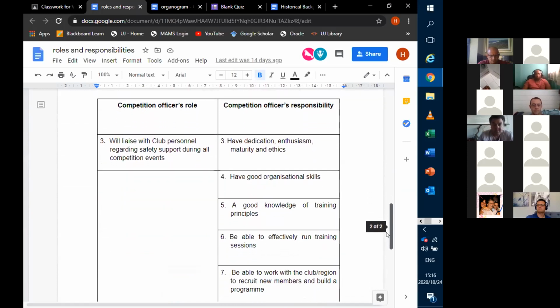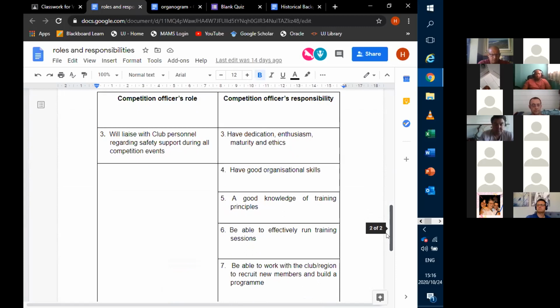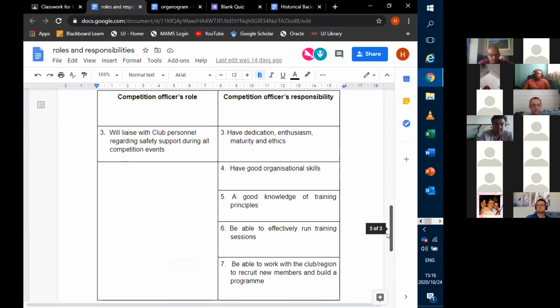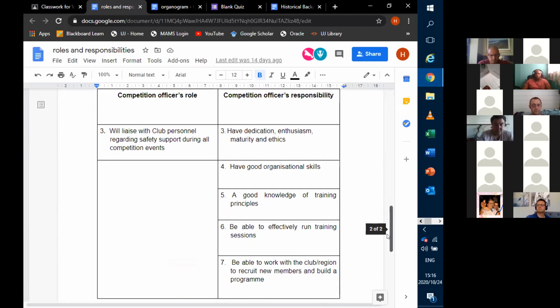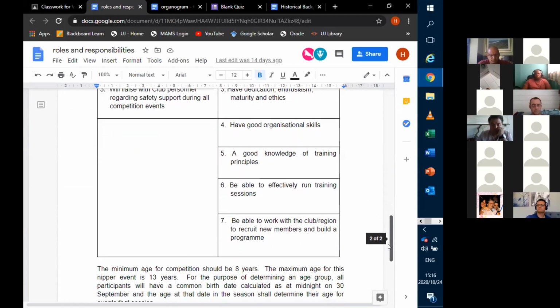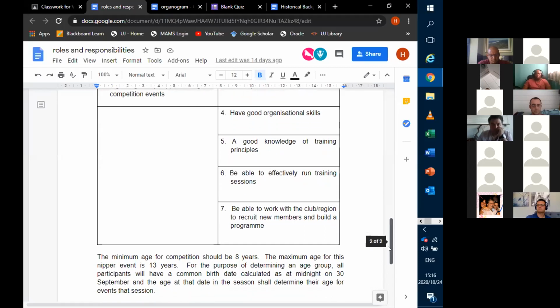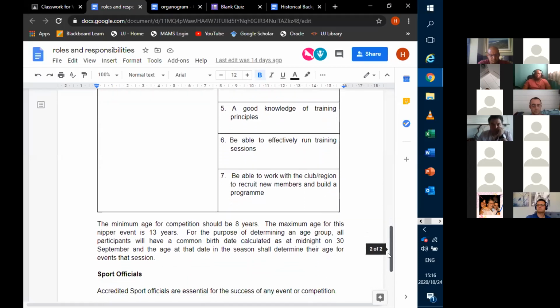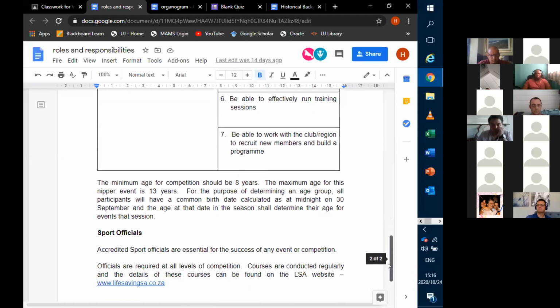The competition officer will liaise with the club personnel regarding safety support during all competition events. Have dedication, enthusiasm, maturity, and ethics. Have good organizational skills, have a good knowledge of training principles, be able to effectively run training sessions, and be able to work with the club region to recruit new members and build a program.